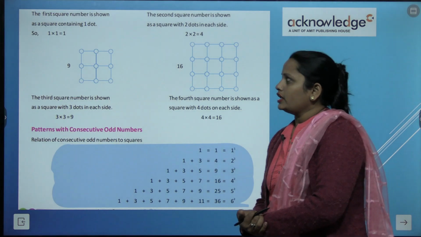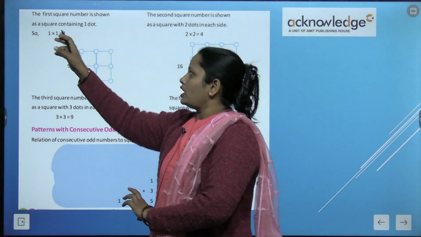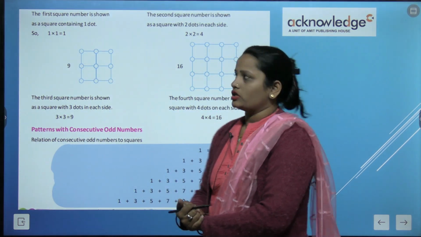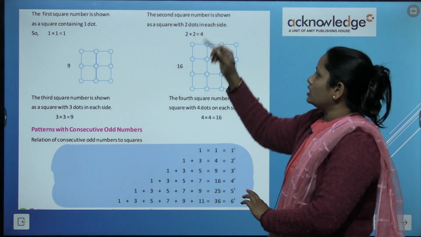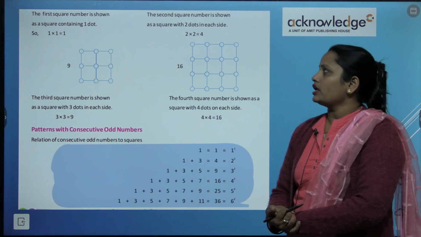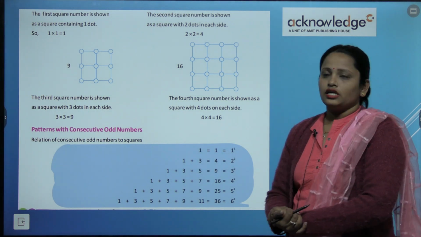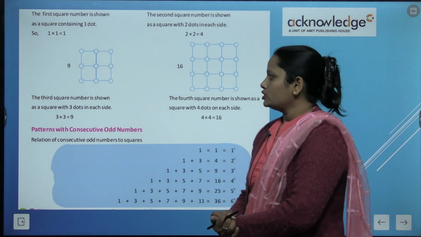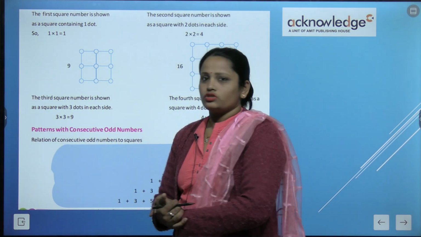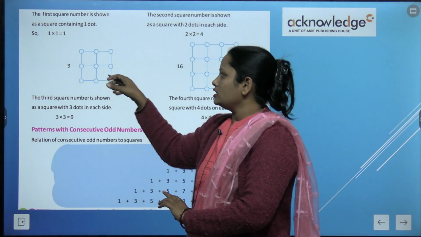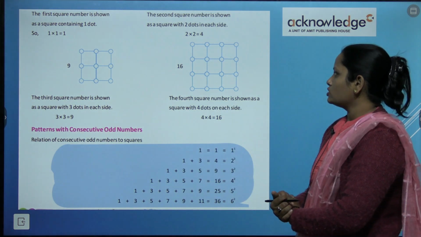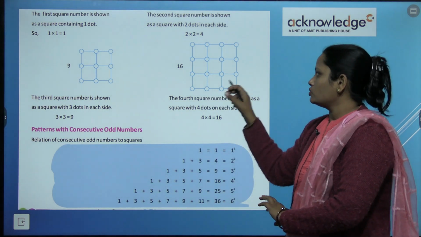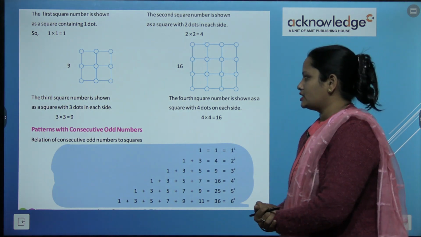So the first square number is shown as a square containing 1 dot. So here you can see only 1 is written there. The second square number is shown as the square has 2 dots in each. Ab jo third square hai, this shows 9. So 3 times 3 is 9. Now 4 square shows 4 times. 1, 2, 3, 4. 4 times 4, which means 16.